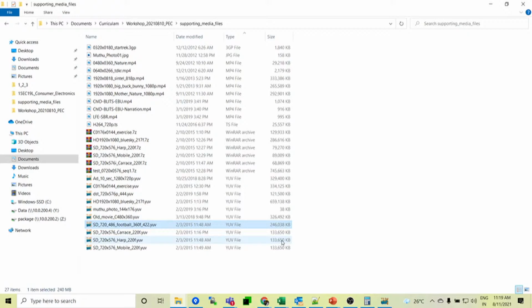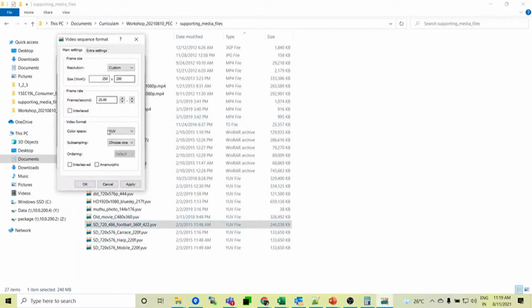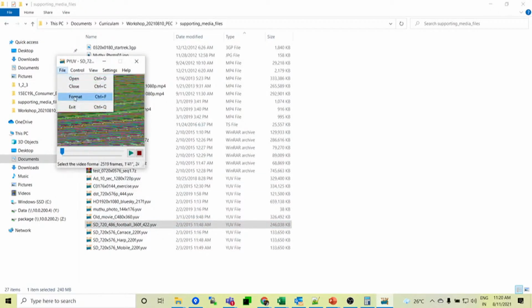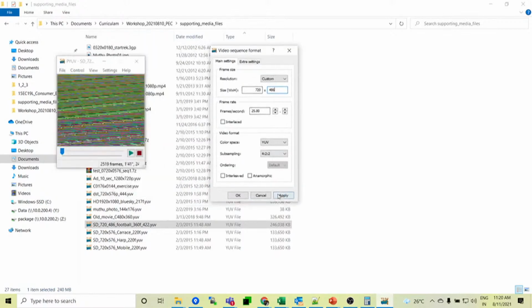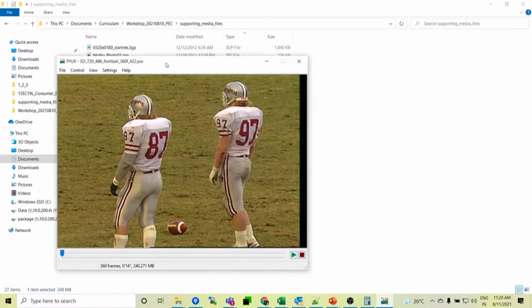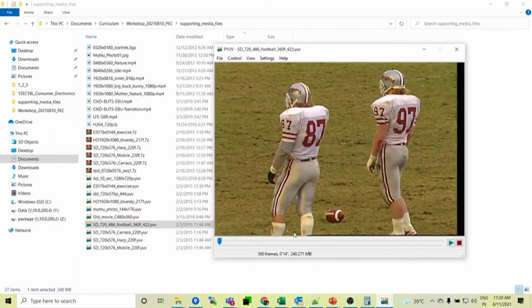444, 422, 420. I'll open this football. This is 422. It is custom for 720 by 486. Sometimes the width and height may not be correct, so you have to enter them properly. 422, apply. Yes. There are 360 frames and the file size is 240 MB. You should get 240 MB.